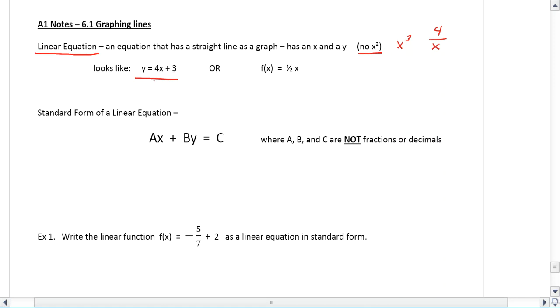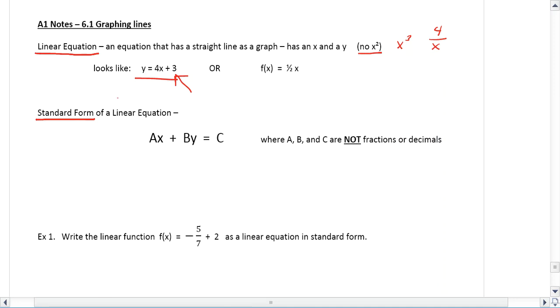Remember that f of x and y are completely interchangeable, so we could write it f of x equals 1/2 x. And we'll be looking at a lot of linear equations in this chapter. Next definition you need to know is what standard form is. This one, for instance, is not in standard form. This is solved for y, which we do very often, and this is very useful.